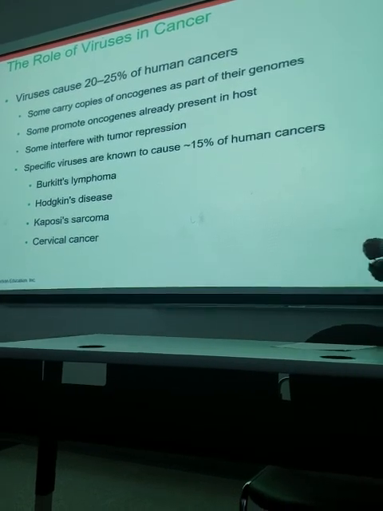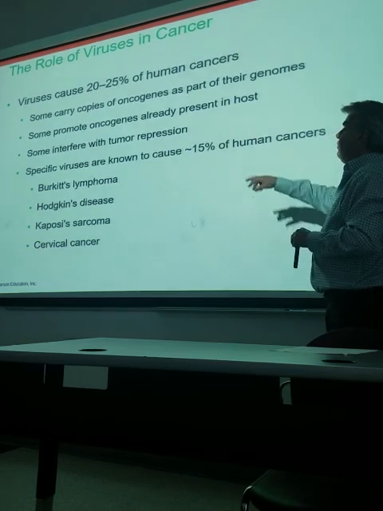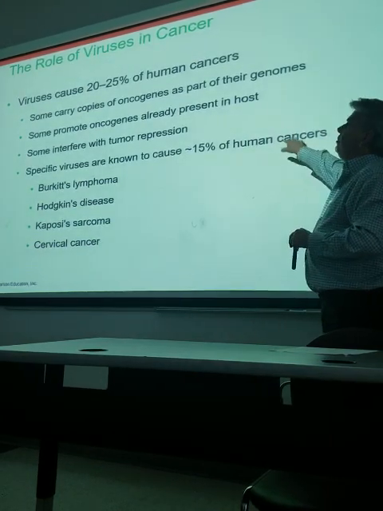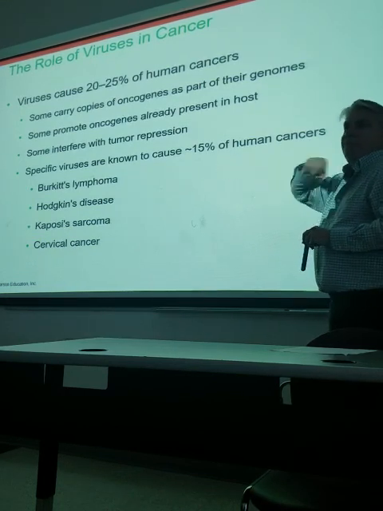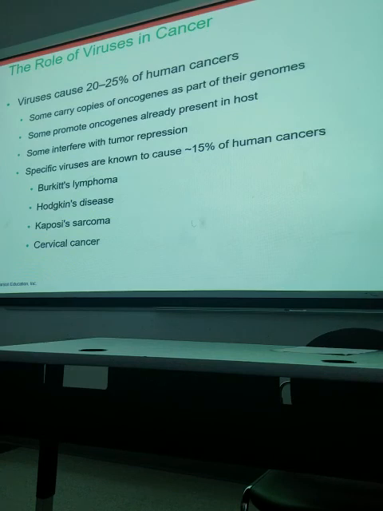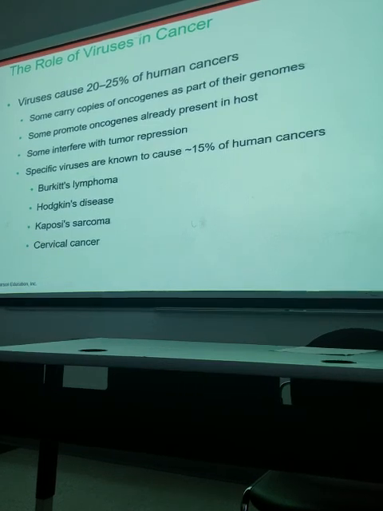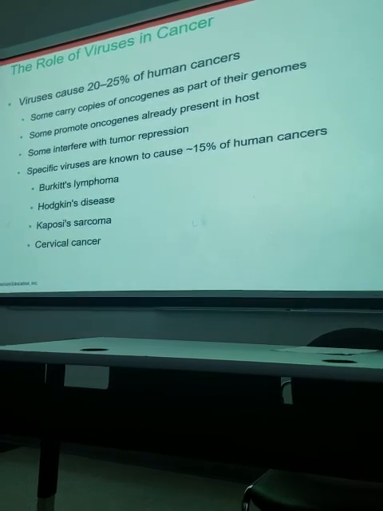All right. So some specific viruses, we know about 15% of human cancers. They think about 20, 25%. We'll go through a couple more. Some promote oncogenes already present in the host. Those genes that were turned on for growth when you were a kid, they get turned off, right? Because you don't want to be growing anymore. Those are the oncogenes, proto-oncogenes. It's really confusing terminology. When I first took it, I was like, I don't understand why we have these genes and they're bad.